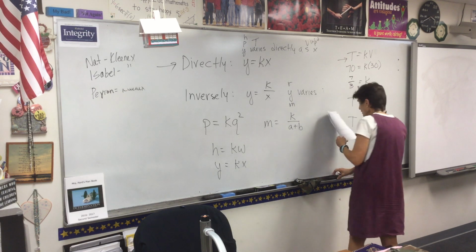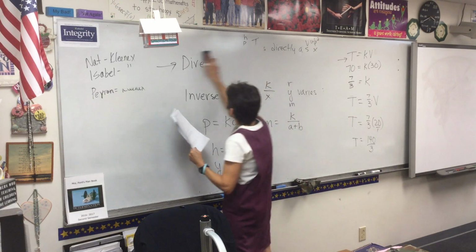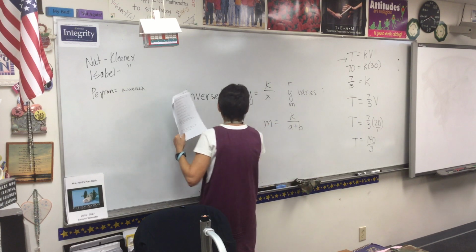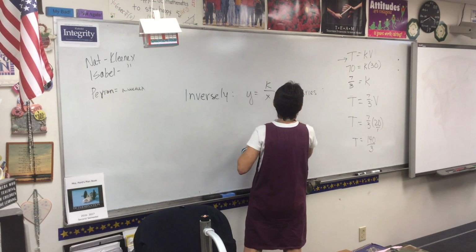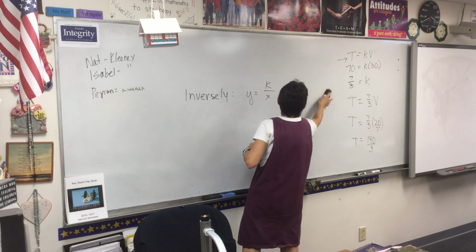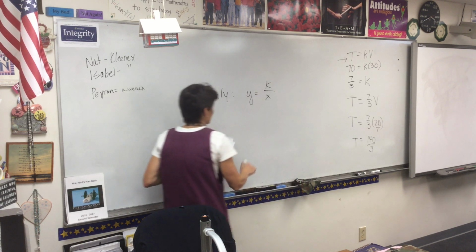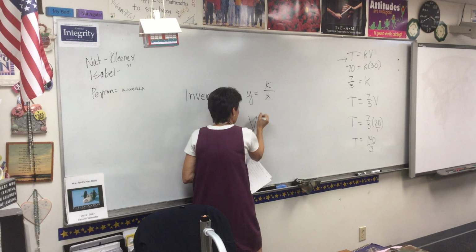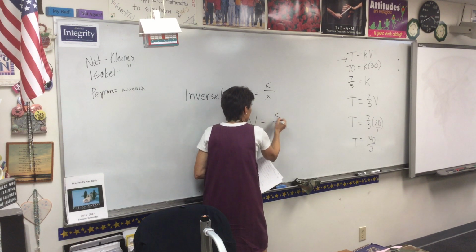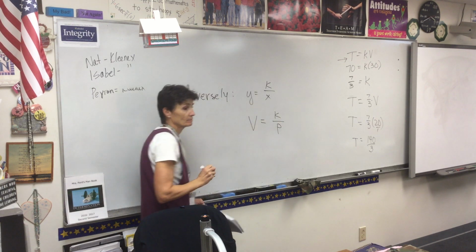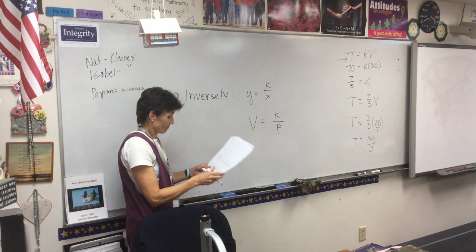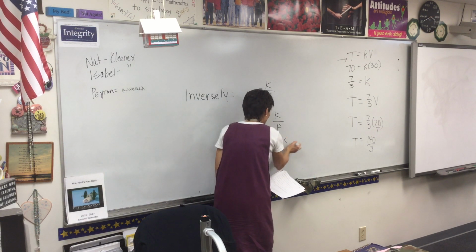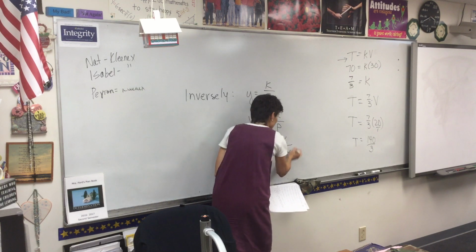B. Volume varies inversely as pressure. So what is my equation, my standard general formula going to be? Volume varies inversely as pressure. So you get 200 equals K over 40. Then if the volume is 200, the pressure is 40.